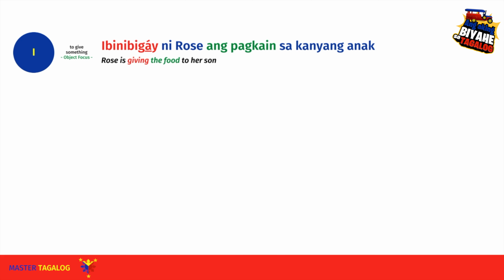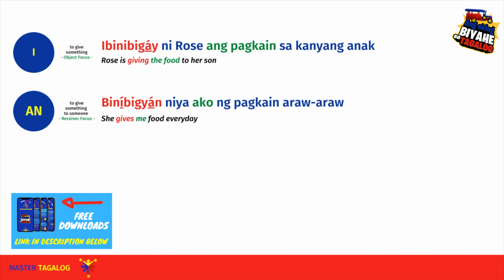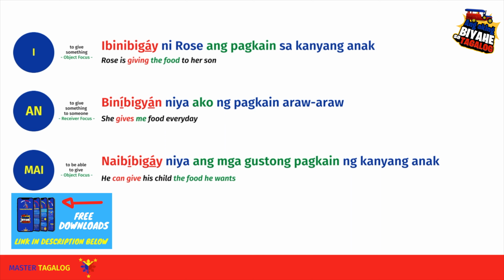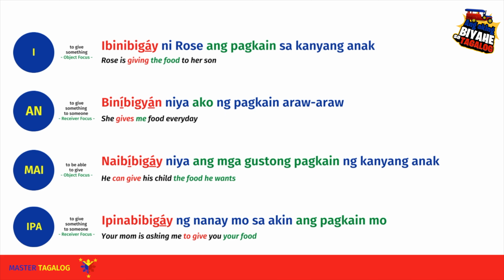Ibinigay ni Rose ang pagkain sa kanyang anak. Rose is giving the food to her son. Binibigyan niya ako ng pagkain araw-araw. She gives me food every day. Naibibigay niya ang mga gustong pagkain ng kanyang anak. He can give his child the food he wants. Ipinabibigay ng nanay mo sa akin ang pagkain mo. Your mom is asking me to give you your food.